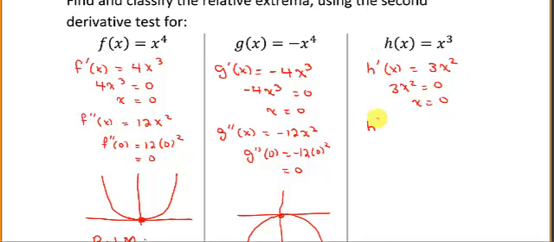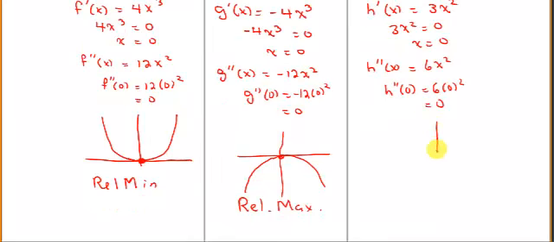If I look at the second derivative of h, trying to use the second derivative test, I'll get 6x squared. And if I evaluate that second derivative at 0, I get 6 times 0 squared, which is equal to 0. And notice in this case, if you remember what x to the third looks like, this function looks like this. And notice we have a critical point because there's a horizontal tangent at x is equal to 0, but there's neither.